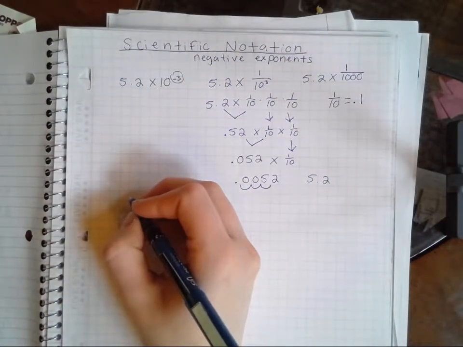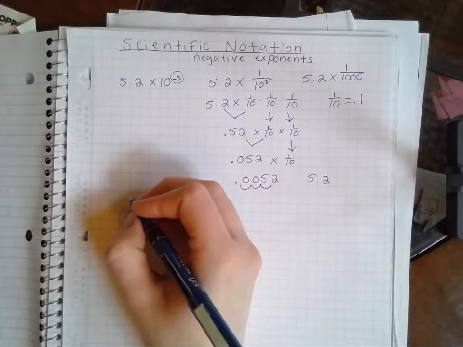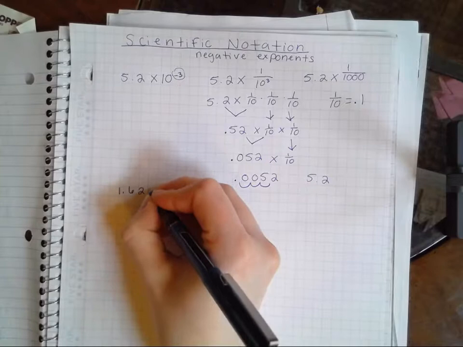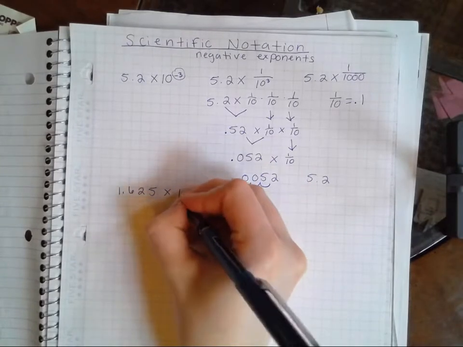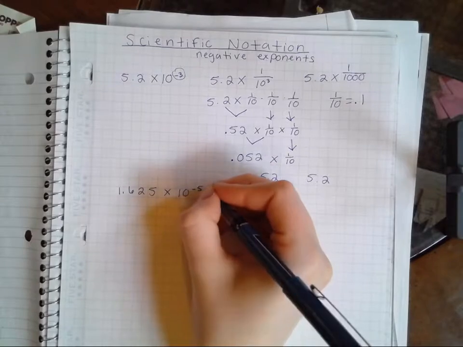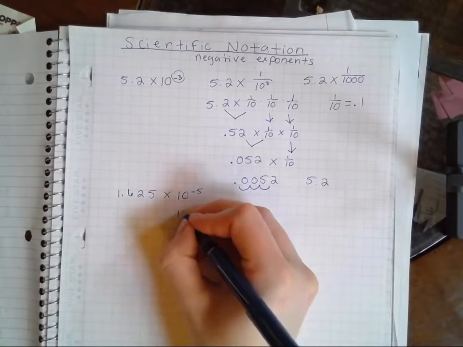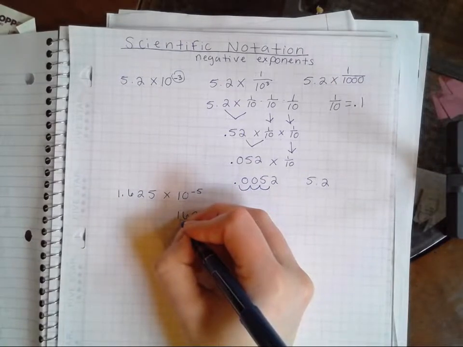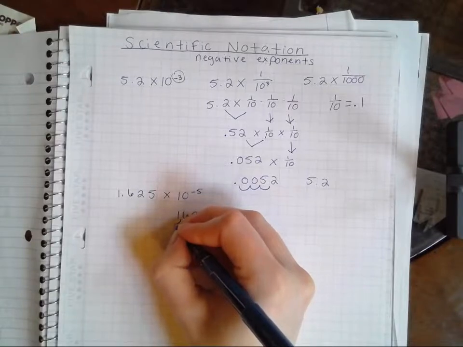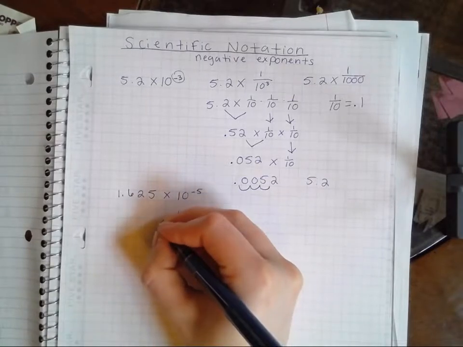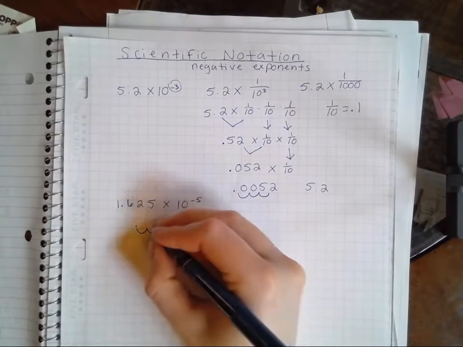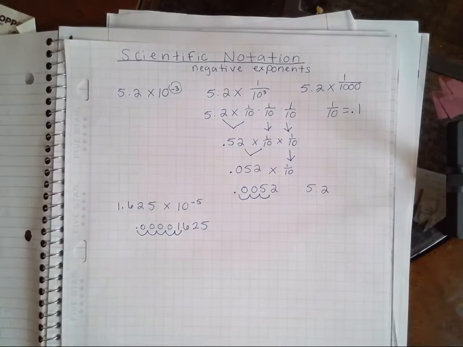We could do this with other problems, such as 1.625 times 10 to the negative 5th. We know our decimal point started right here between the 1 and the 6, and we're going to move it to the left 5. So 1, 2, 3, 4, 5. Add our decimal point there, put in our zeros, and that's what your answer is going to be.